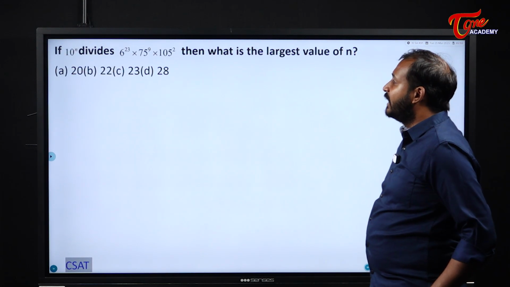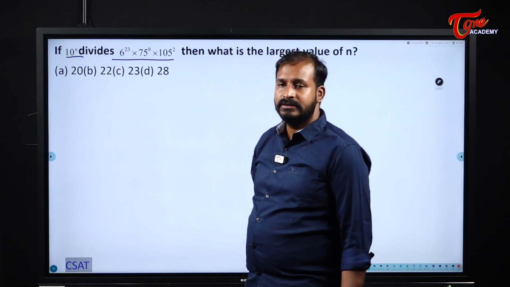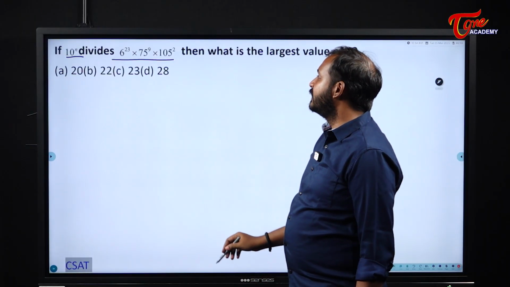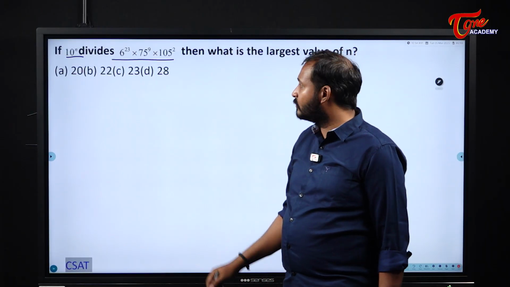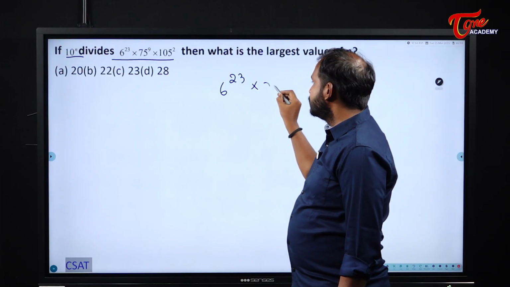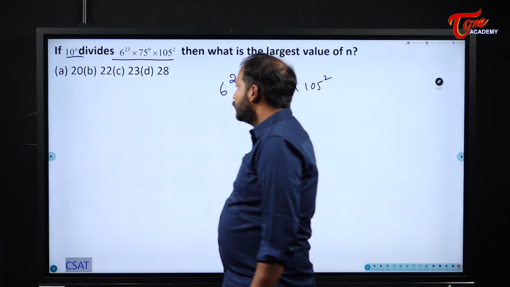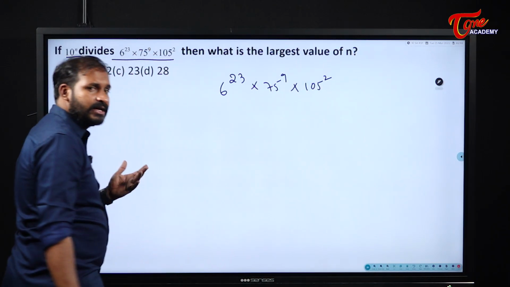Next one. If 10 to the power of n divides 6 to the power of 23 into 75 to the power of 9 into 105 to the power of 2, please pause the video and try to solve this one. What is the largest value of n? Similarly, it is about the number of zeros only.